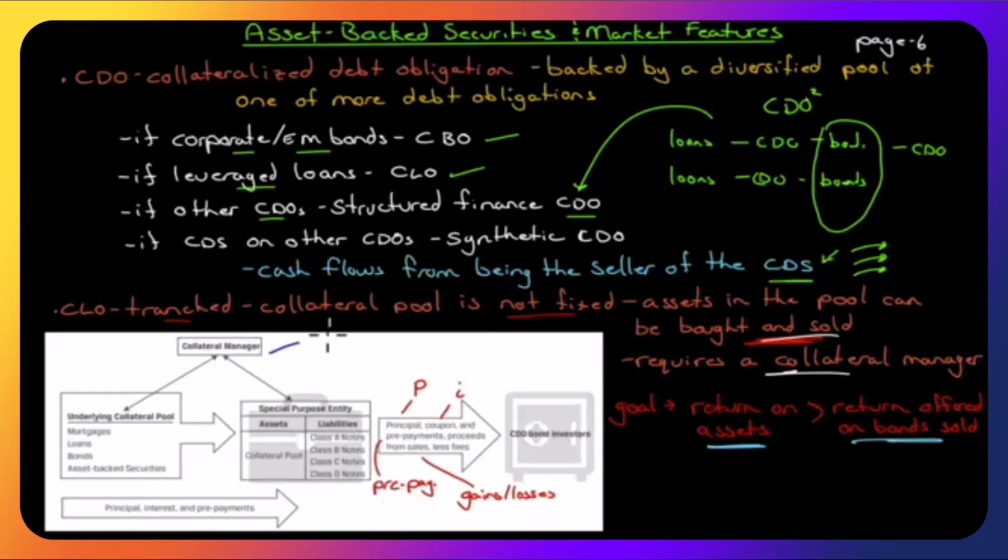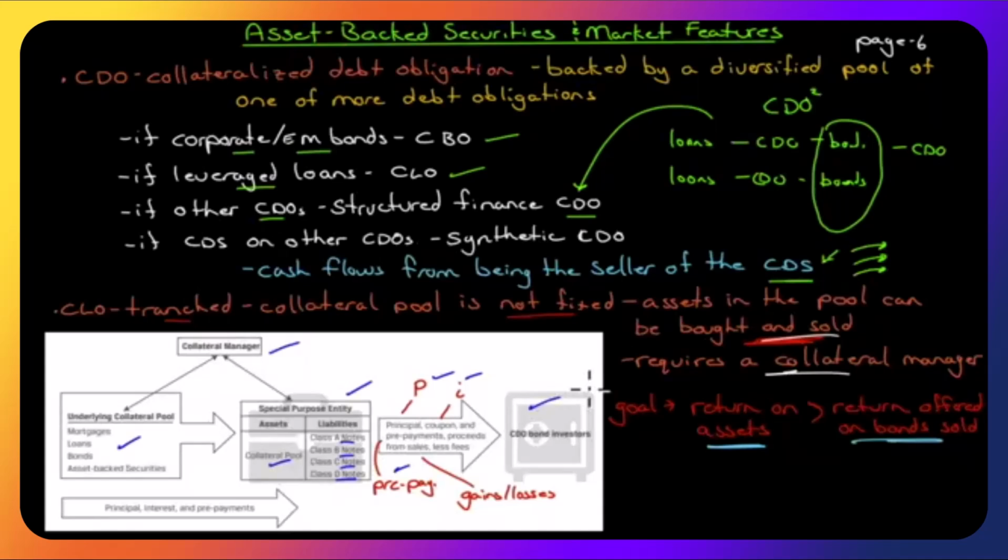You have a collateral manager, and the collateral manager will go looking for debt, whether it be leveraged loans, corporate bonds, emerging market bonds, whether it be bonds already issued by existing CDOs. It goes and finds a whole bunch of debt. That becomes the underlying collateral pool. Then it will sell bonds against that pool, and of course there is credit tranching involved here. There is the collateral pool. And the principal and interest and any prepayments are passed through to the bond investors.